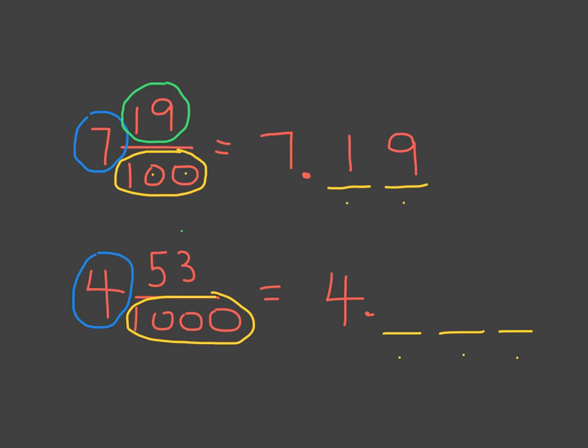As we look at our numerator, 53, we notice there are only 2 digits in 53, but we have 3 places to the right of the decimal. So we have to add a 0 before the 53 to hold that place. 4 and 53 thousandths is equal to 4.053.